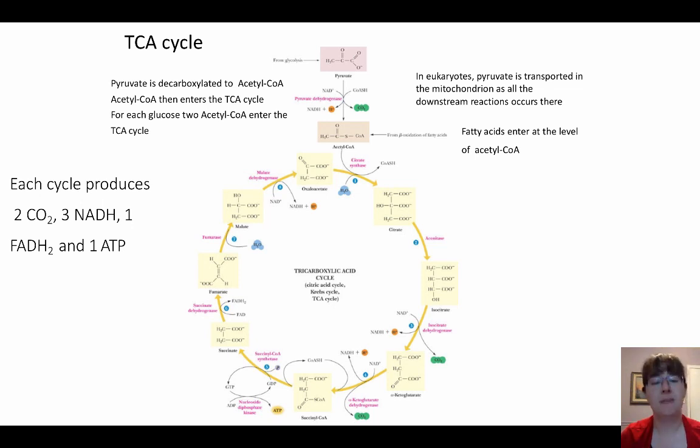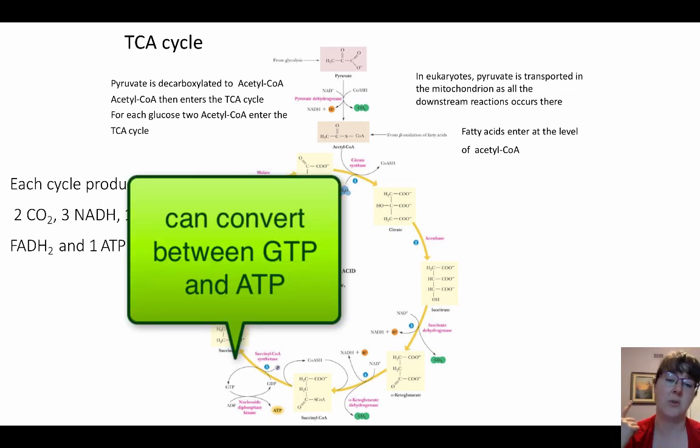So as mentioned, pyruvate is going to be decarboxylated to acetyl-CoA. Acetyl-CoA will then enter the TCA cycle. In here, and we'll be talking about this more, you actually have places where different substrates in this pathway can go off to do other things. Some of these, while they are useful for producing that reductive power for the electron transport chain, will also go off for other anabolic reactions. Each cycle then is going to produce 2 carbon dioxide, 3 NADH, 1 FADH2, and 1 ATP.